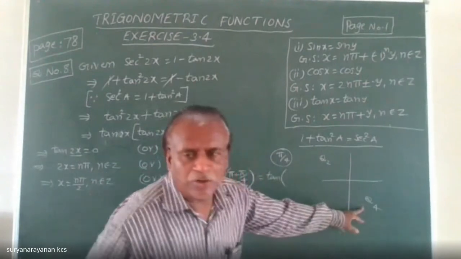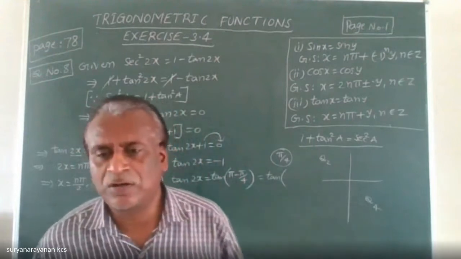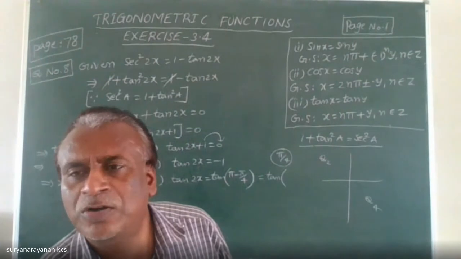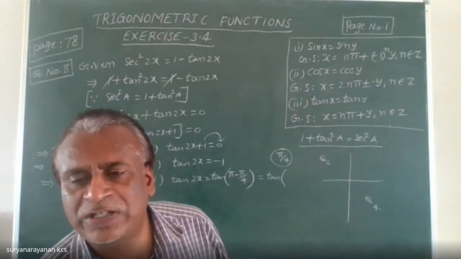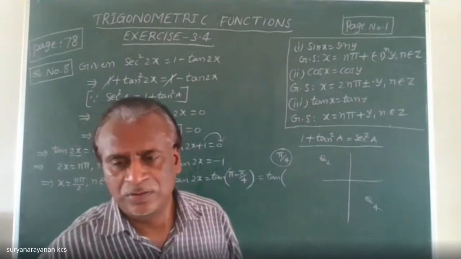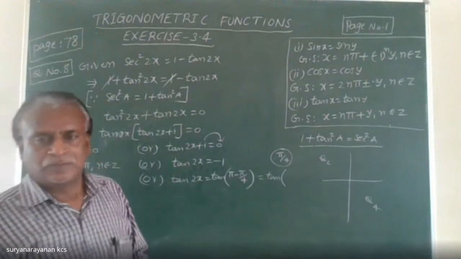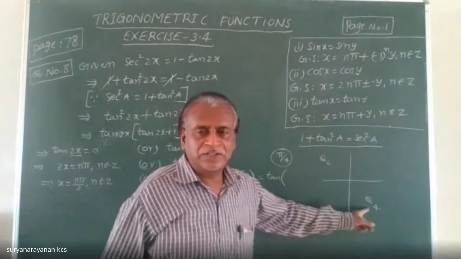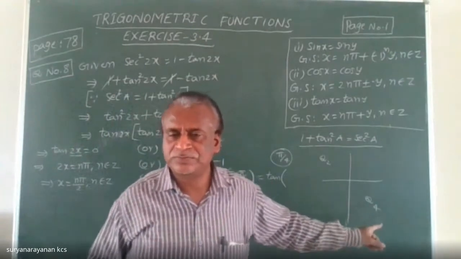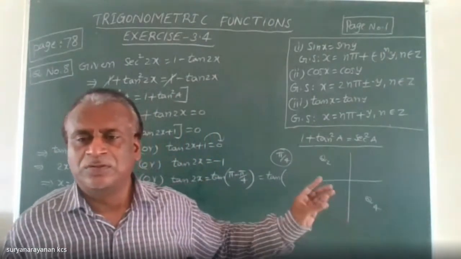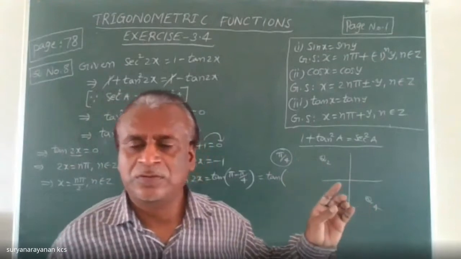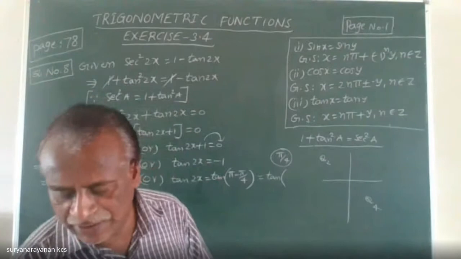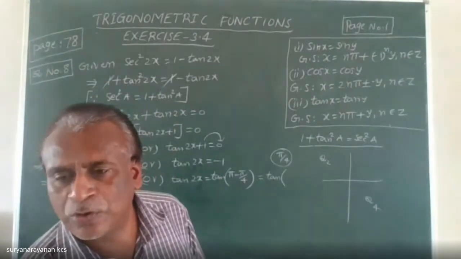In the fourth quadrant, how do you express the angle? Tell me. Yes, 2 pi minus pi by 4. Very good, Maria. 2 pi minus pi by 4.